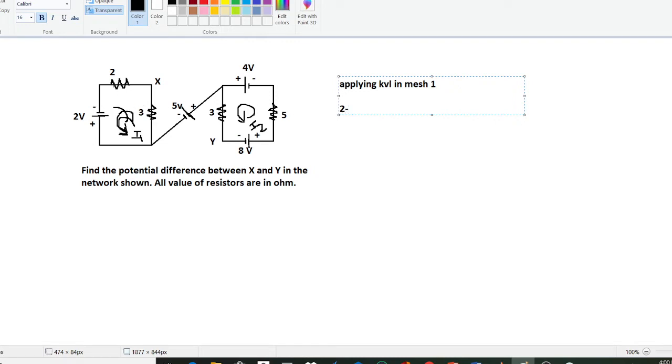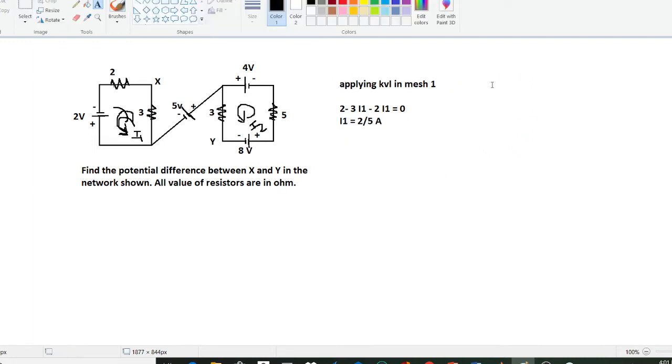So 2 minus 3I1 minus 2I1, and that is equal to 0. From here we can calculate the value of I1. The value of I1 is going to give 2 upon 5 ampere.